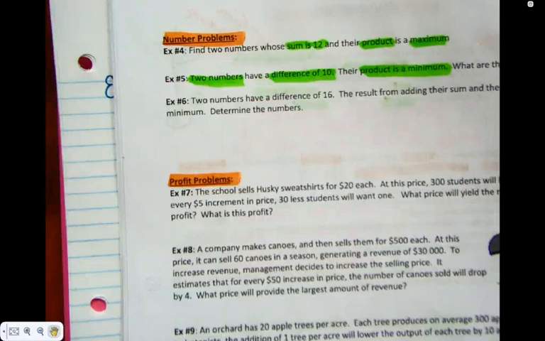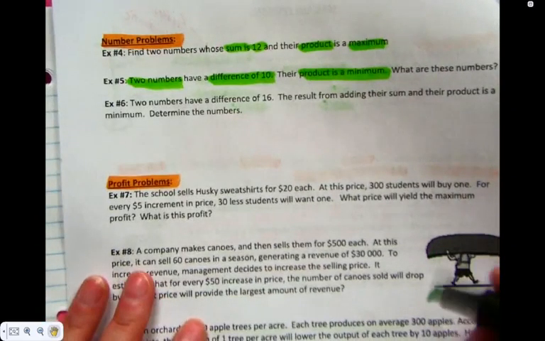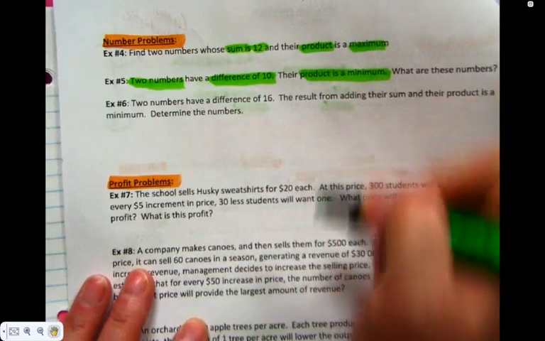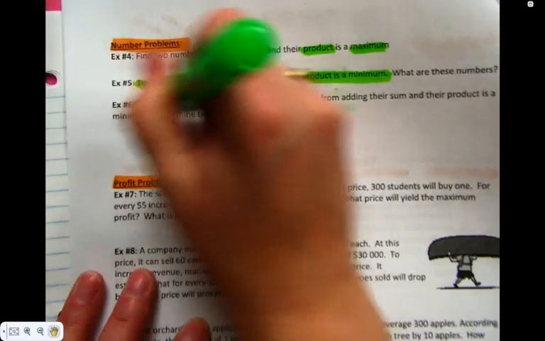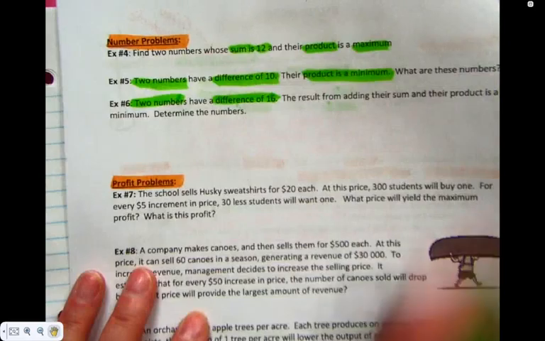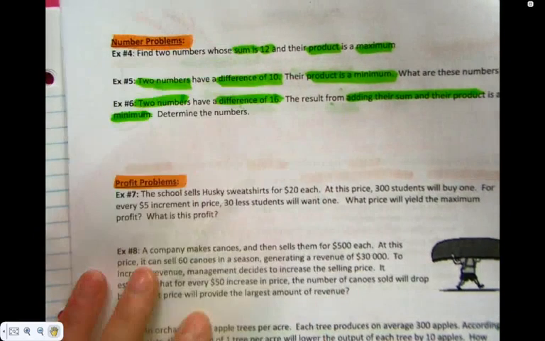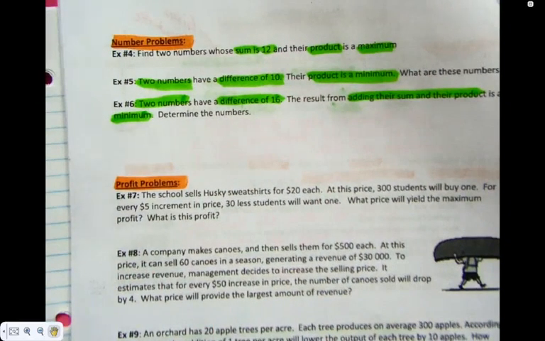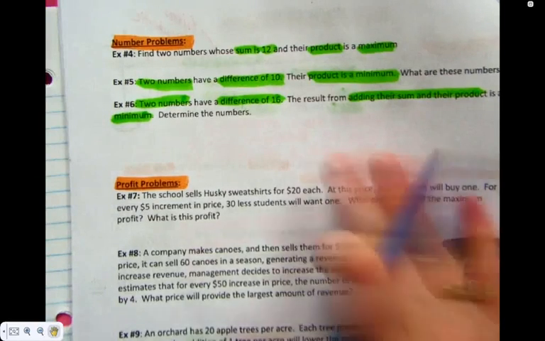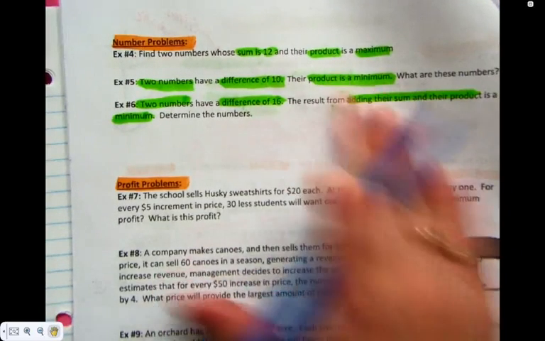Number 6. Got my handy dandy highlighter ready. Two numbers. What's different? Adding their sum and their product, not just a product this time, which we'll talk about when we get there. What is step one going to be?